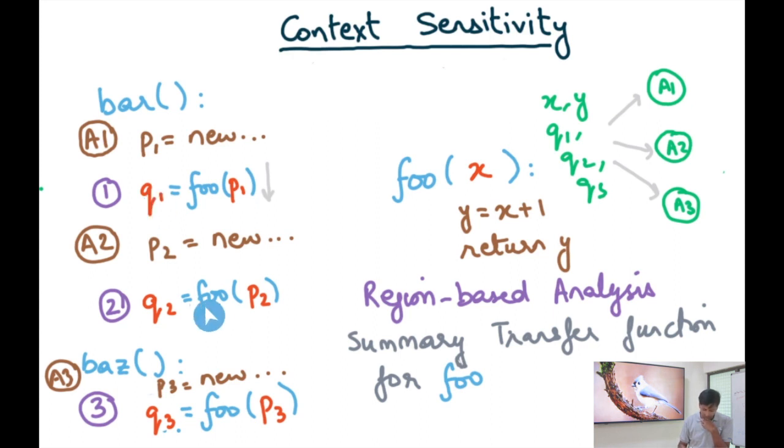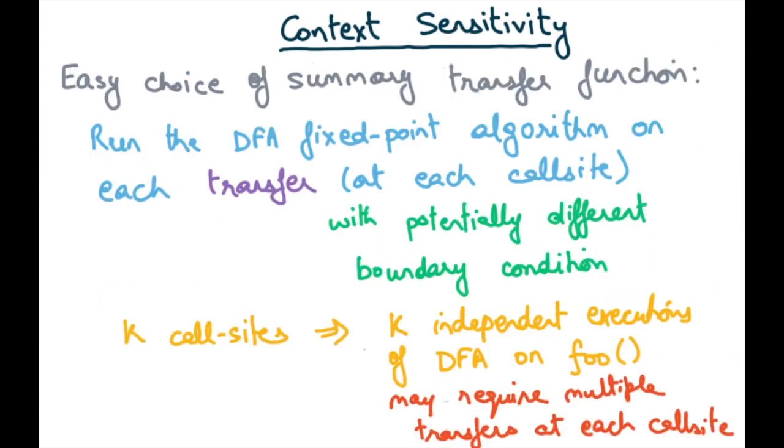Similarly, when I summarize the function foo, I represent the transfer function as a whole single function and say whatever P2 can point to, then Q2 can point to the same thing, and so on. And that actually solves the problem for us and will give us a more precise points-to graph. So instead of this points-to graph here, I would just say that Q1 can point to A1, and Q2 can point to A2, and Q3 can point to A3. And indeed, the region-based analysis will solve the problem for us.